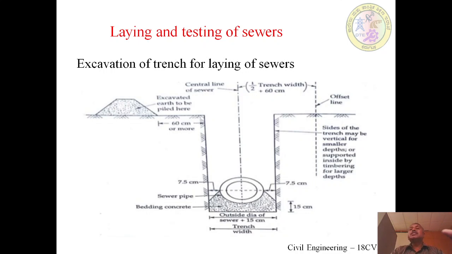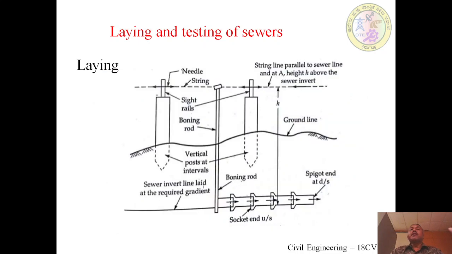This is the typical sketch. We can visualize how the sewer has been placed, at what depth it has been placed, and how the center line works. The center line is an imaginary line, and it will be kept by keeping an offset line. So the idea of this plan and section is very important in the next part, the laying of the sewer.